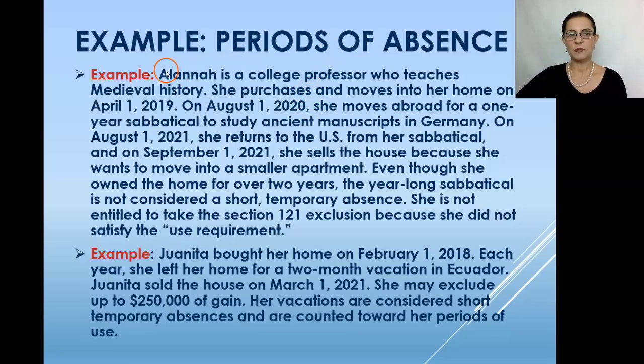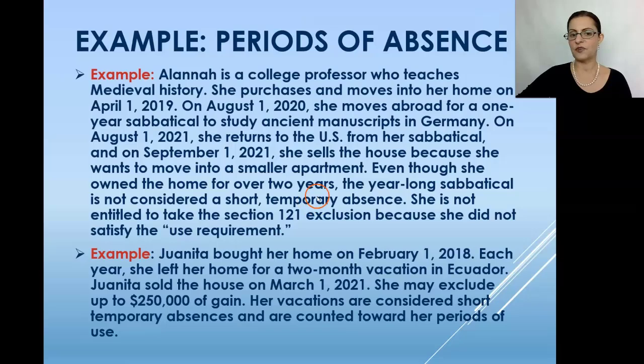Okay? These two examples are based on the examples in the IRS publications. So example number 1. Alana is a college professor who teaches medieval history. She purchases and moves into her home on April 1st, 2019. On August 1st, 2020, she moves abroad for a 1-year sabbatical to study ancient manuscripts in Germany. On August 1st, 2021, she returns to the US from her sabbatical, and on September 1st, 2021, she sells the house because she wants to move into a smaller apartment.